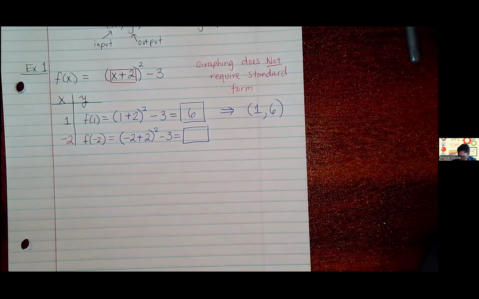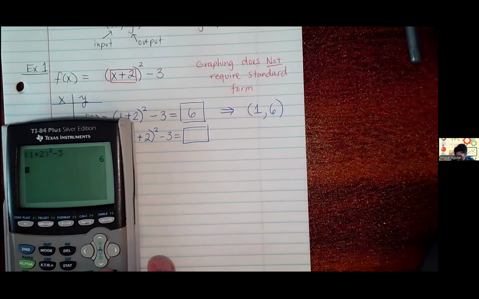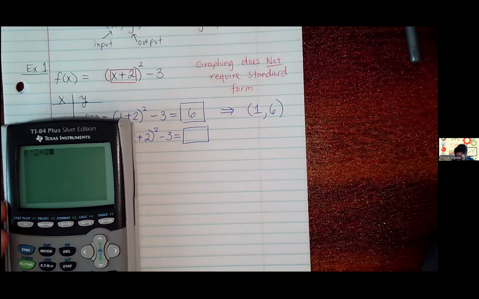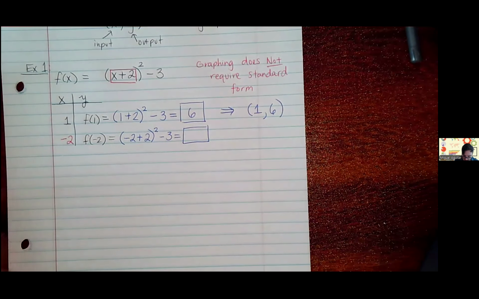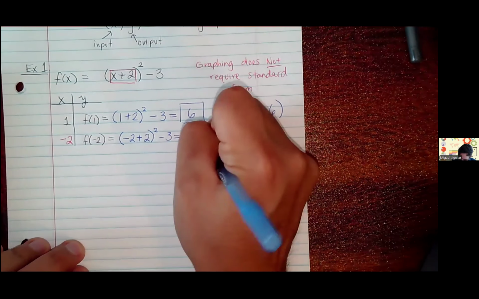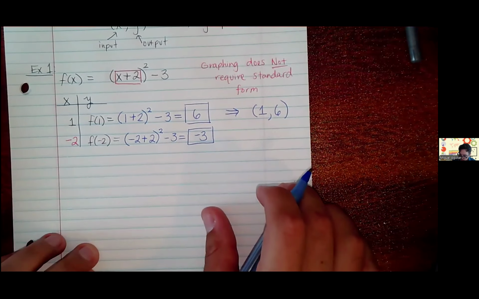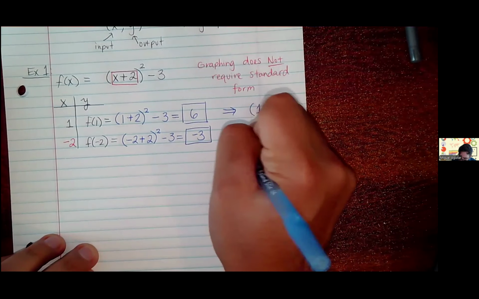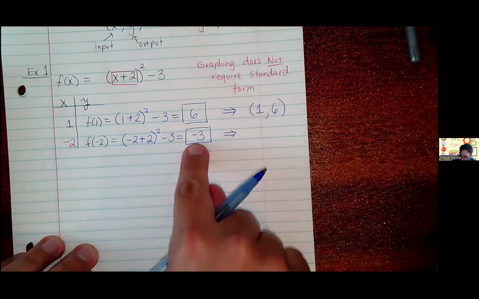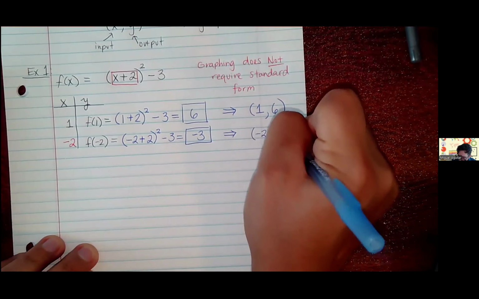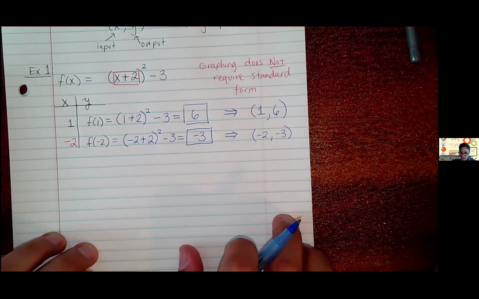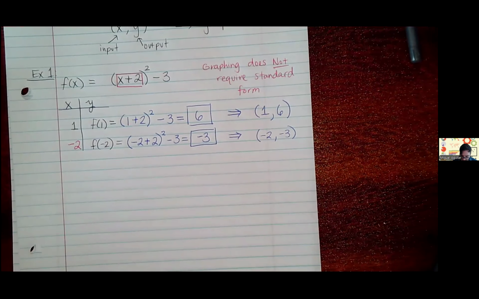Okay, so what do we get? Let me grab my calculator. And then we did parentheses -2 plus 2 squared, don't forget the square, minus 3. And I got -3. Are you guys okay with that? Okay. So that means my x value is -2, my y value is -3, -2 comma -3. That is one of the points for my graph. Any questions about what we're doing up to this point?